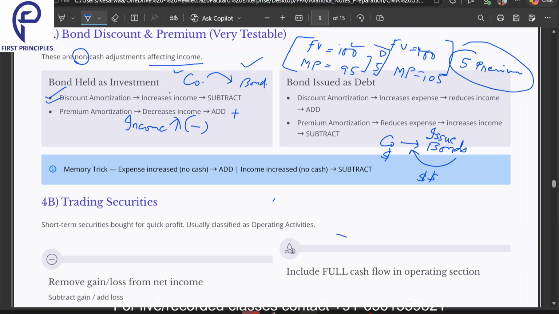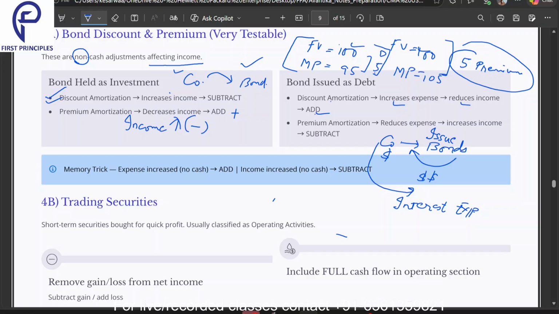Now the company pays the interest expenses. Since they have taken a loan, bond is a kind of loan, they will pay what? Interest expense. So everything is opposite now. Over here discount amortization was subtracted, here discount amortization is added. Why? Because an increase in expenses will reduce the income. So if the income is reducing, we need to add it back.